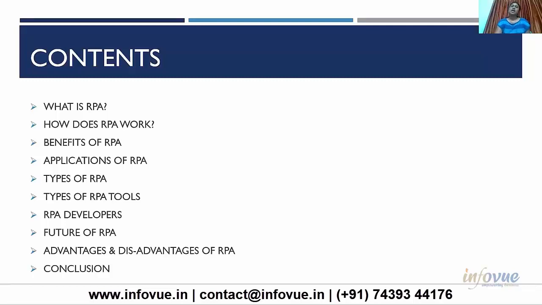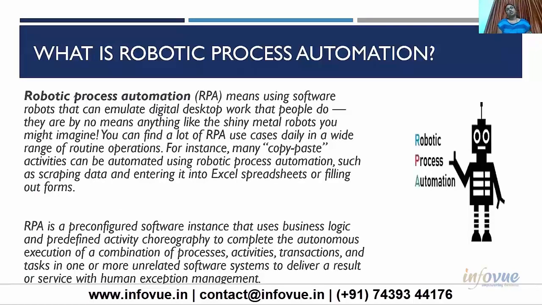Now let us see what robotic process automation is. What is robotic process automation? Simply, robotic process automation (RPA) means using software robots that can emulate digital desktop work that people do. They are by no means anything like the shiny metal robots you might imagine. You can find a lot of RPA use cases daily in a wide range of routine operations. For instance, copy-paste activities can be automated using robotic process automation, such as scraping data and entering it into Excel spreadsheets or filling out forms.